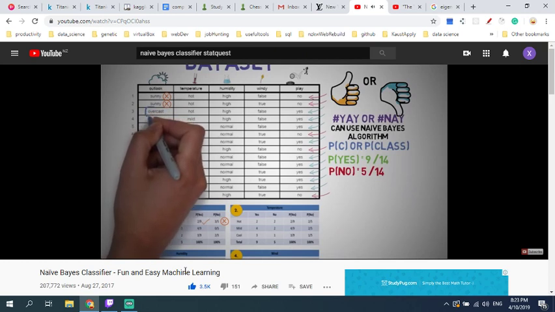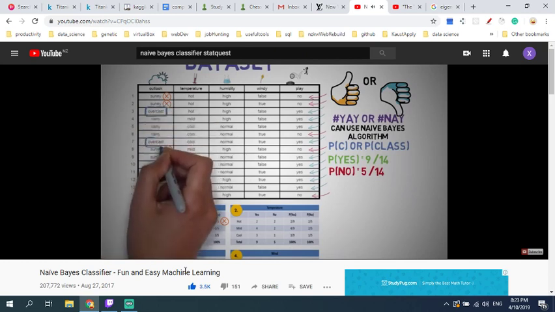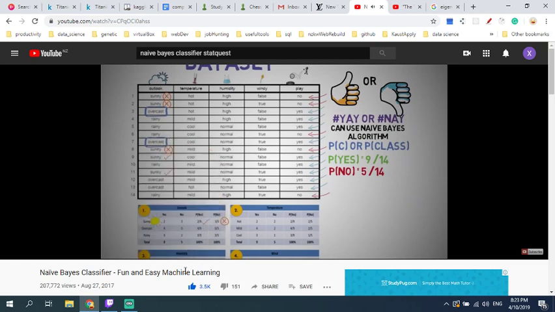For the overcast outlook, we can do the same for both yes and no classes. We count 4 days that we got a yes and 0 days that we got a no.